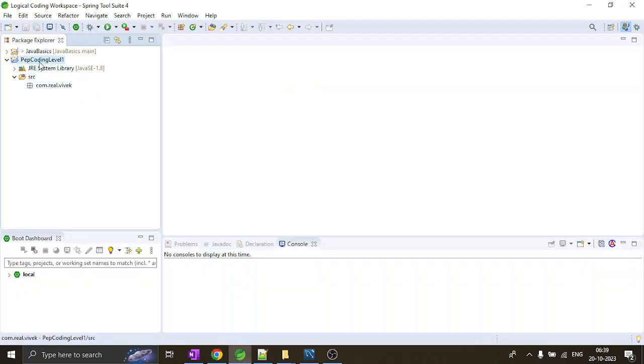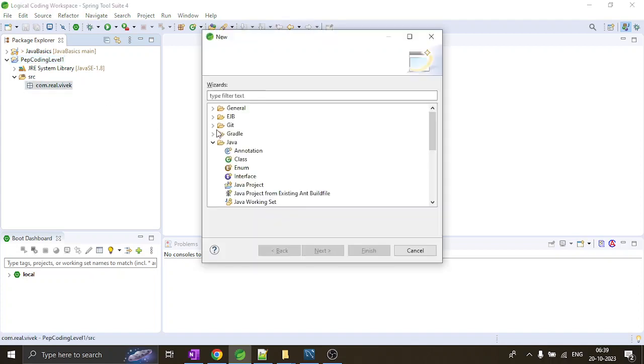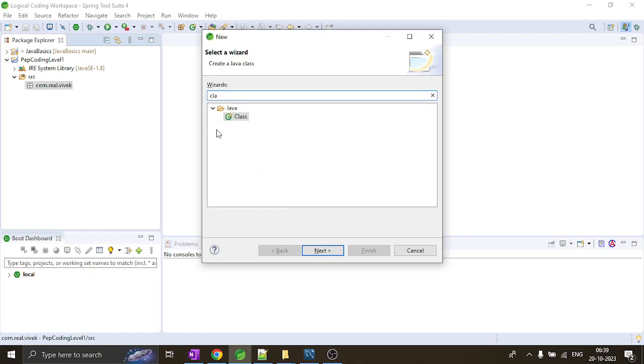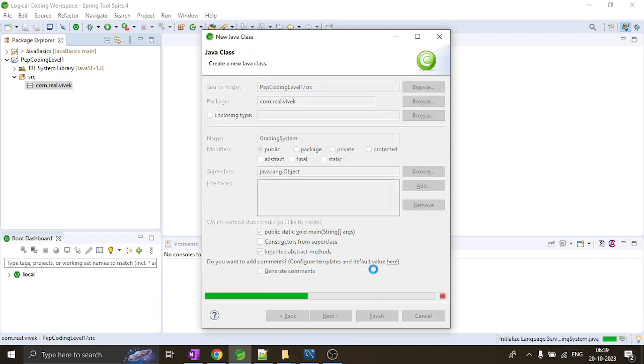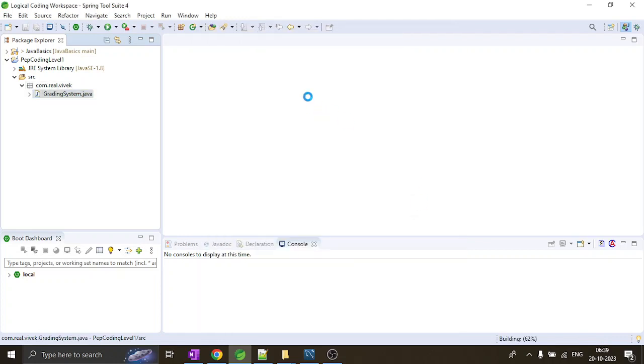So I have created this project called PepCoding Level 1, in which I'm going to start coding right away. And let me create a class called GradingSystem, which of course has a main method and which takes input as the marks.